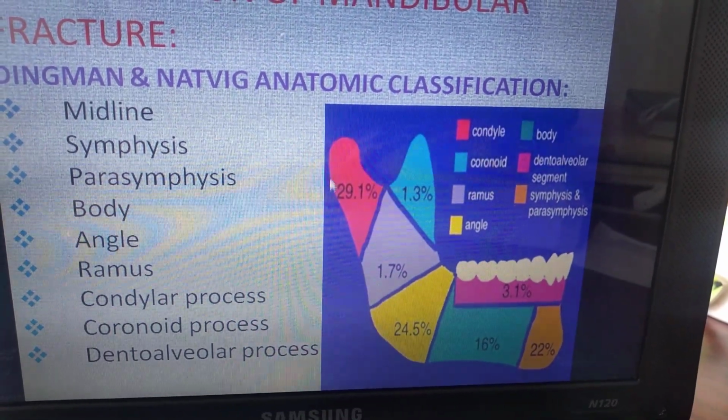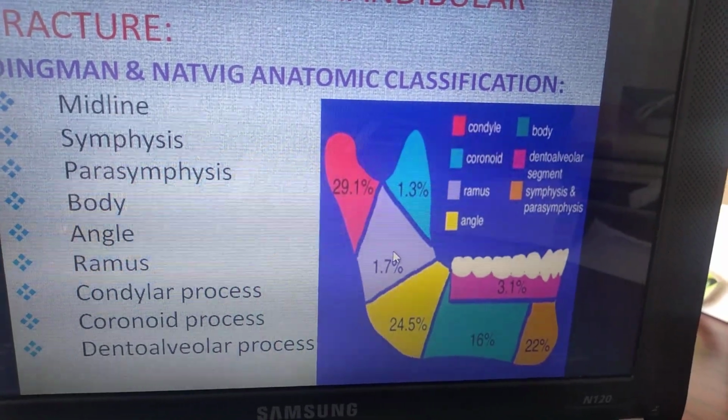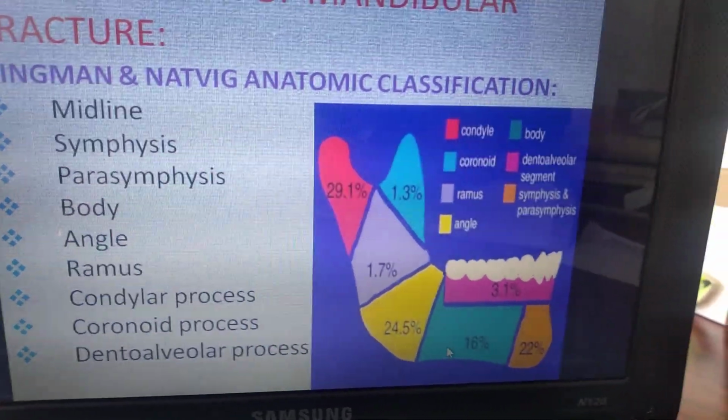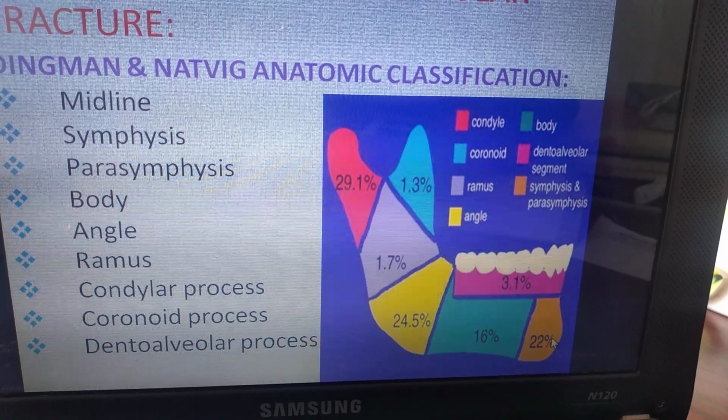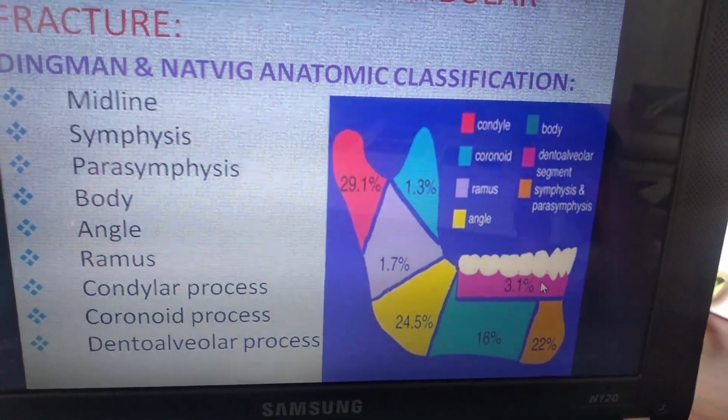So this is the condylar process, and this is coronoid and ramus of the mandible, angle of the mandible, body of the mandible, and this is symphysis and parasymphysis, and this is dentoalveolar process.